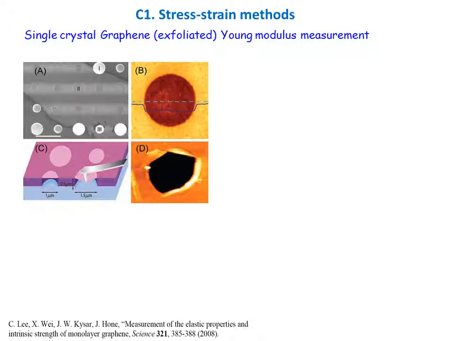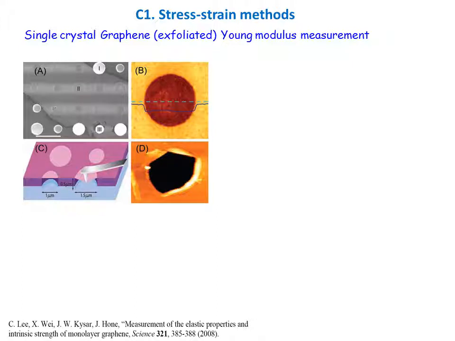This example, as the others in the following slides, is extracted from the scientific literature, and you will find at the bottom of the slide the corresponding reference. Here I present a stress-strain study on exfoliated graphene. You remember that exfoliated graphene is obtained from the famous Scotch tape method of Geim and Novoselov. So the sample can be considered in that case as a single crystal.